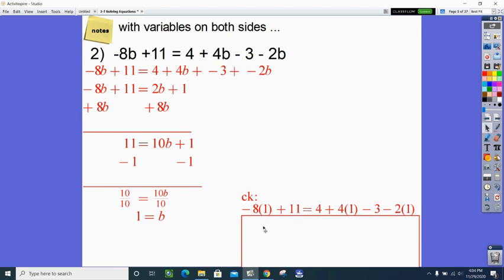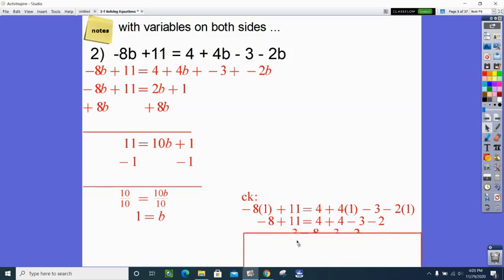-8 times 1 is -8 plus 11 equals, do not add. We're going to take 4 plus 4 times 1 is 4 minus 3 minus 2 times 1, which is 2. So you should do the multiplications first. And now, because they're adding and subtracting and they're in the same rank, you can just go left to right. -8 plus 11 is giving us a target of a 3. Now over here, 4 plus 4 is 8, and 8 minus 3 is 5. Whoops. And 5 minus 2 is 3. And we are very excited because our b equals 1 is the correct answer.